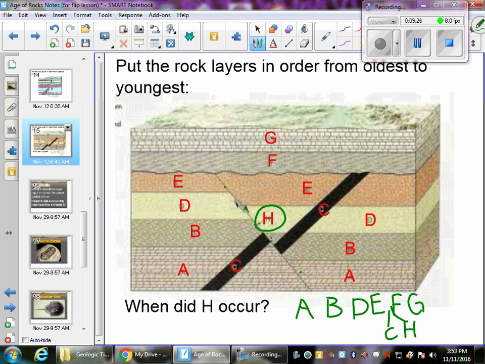So this would kind of fit in here. The correct order that you should have would be A, B, D, E, then C, then H, then F, then G. And if you got that, good job. If you didn't get that, I hope you understand my explanation for how it came to be. And we'll go through some more examples of this tomorrow.